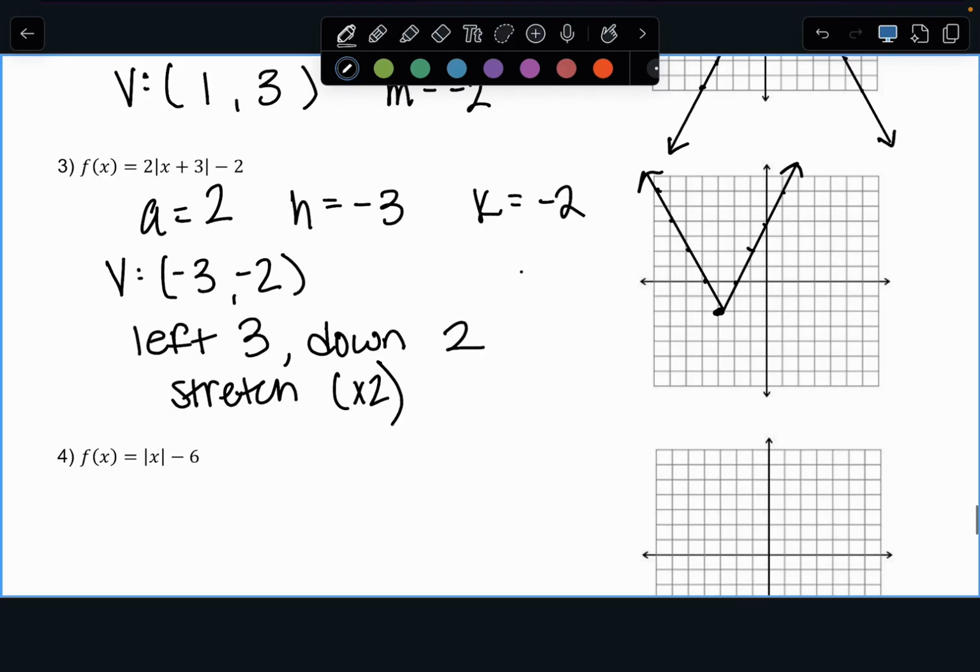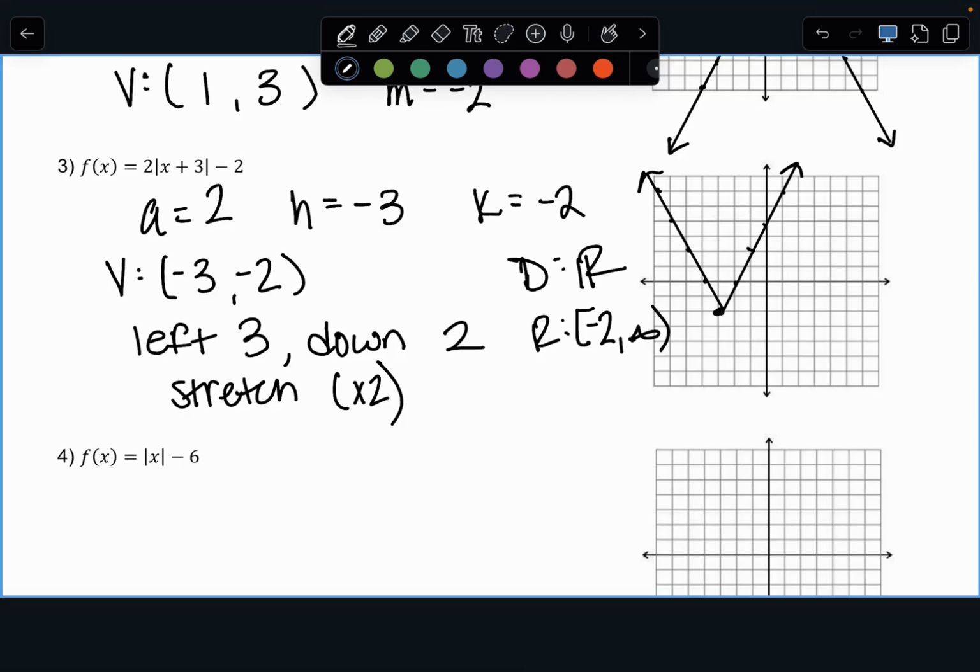Let's do domain and range for this one. Domain is always all real numbers. Boom. Easy peasy. Range is a little harder. What is the lowest y value, the smallest y value I have? -2. What's the biggest? Infinity. So -2 included to infinity is my range. Is it always included? Always included, yes, because it's always going to be your vertex point.